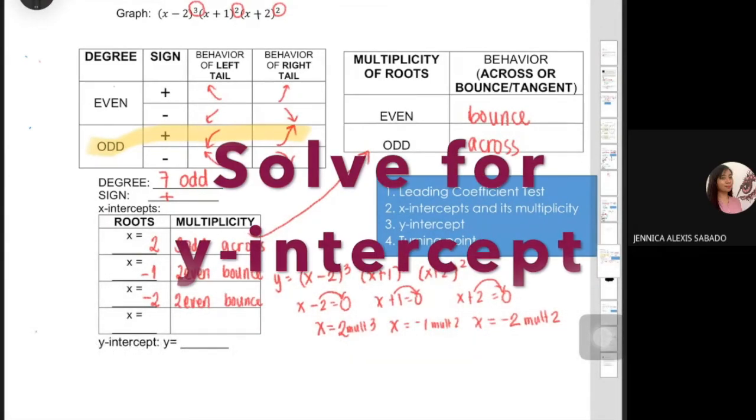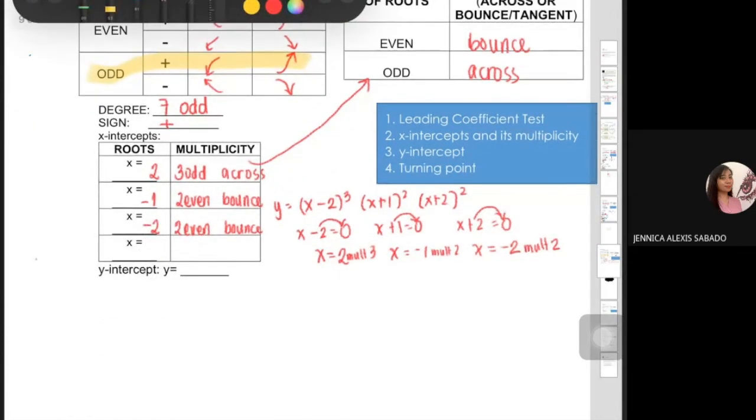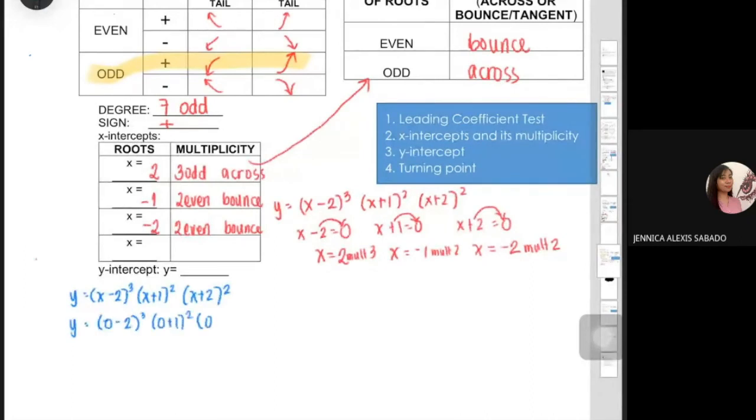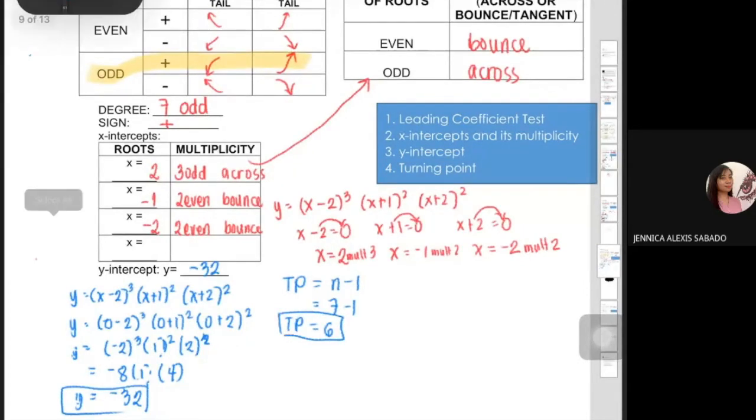So next, for the y-intercept, still the same po ang gagawin natin. Turning point is equal to n minus 1. Again, this is just the maximum number. So now, let's proceed with its graph. Okay, mag-graph na po tayo.